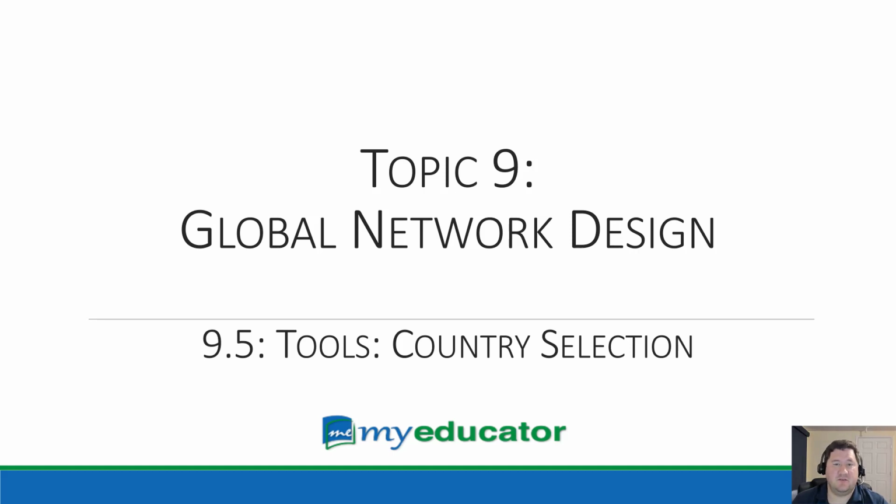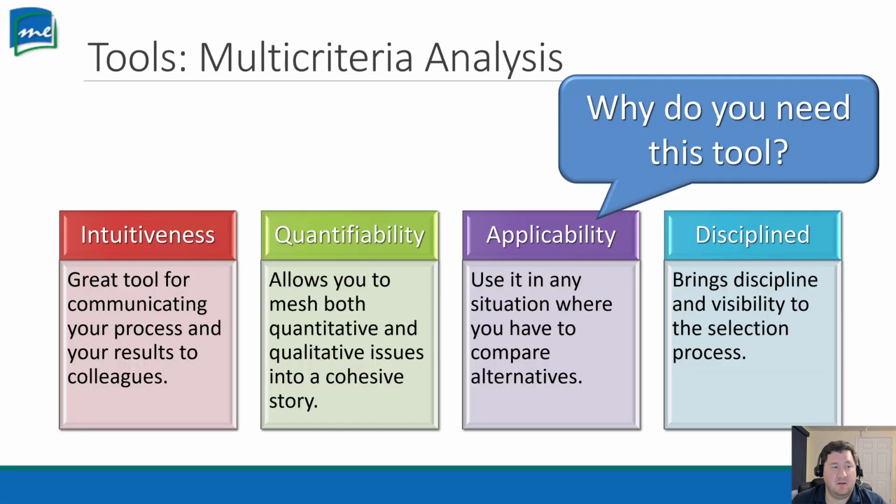So in topic 9, we also are going to go over some tools. This tool is about country selection. The tool that is going to be best for this is a multi-criteria analysis. It's intuitive because we can show our results to our colleagues. We don't have to justify it. We can just show the data, right? It's quantifiable, so we can mesh both the qualitative and the quantitative issues into a story, explain these things.